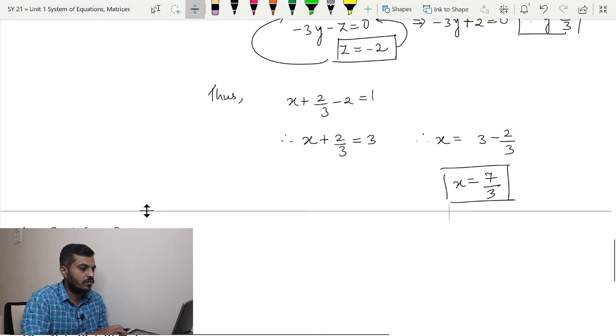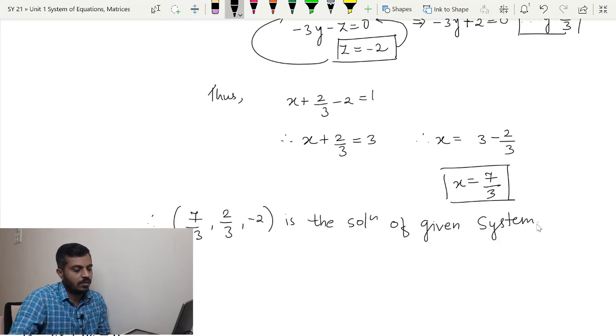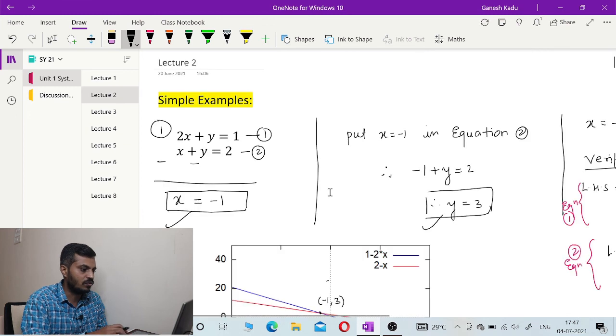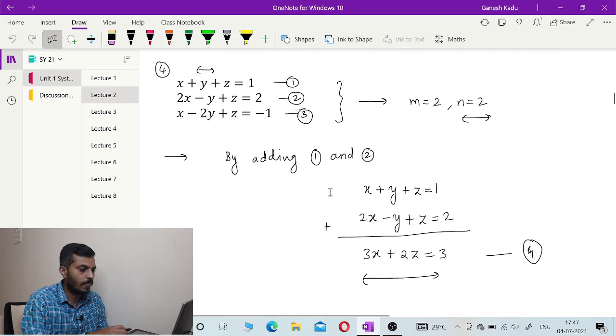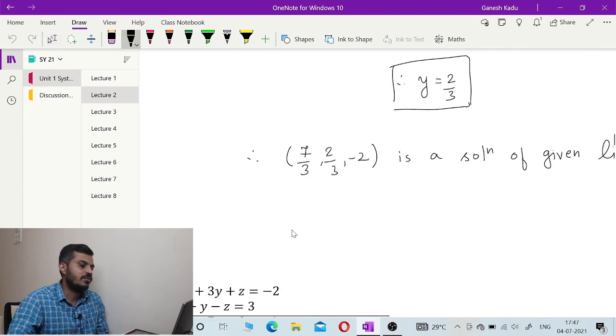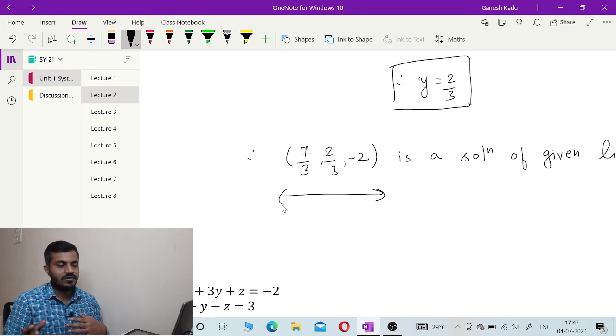Therefore what is the solution of our system? Therefore 7 by 3, 2 by 3 and minus 2. Now let us check whether we had the same solution. Yeah, as you can see here, 7 by 3, 2 by 3 and minus 2. So this is how you can use the Gauss elimination method to solve the examples.